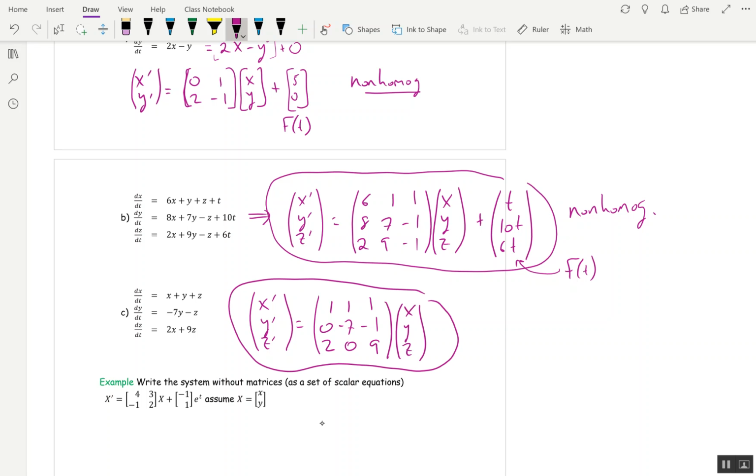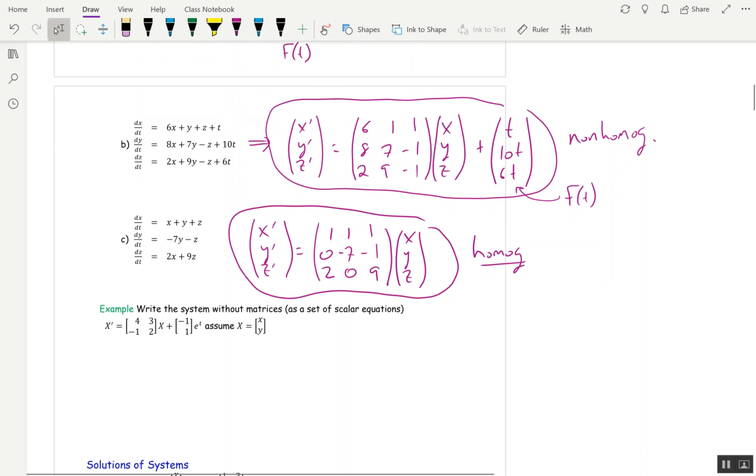So this is actually a homogeneous system of linear differential equations because our f of t is 0. All right, so let's look at one more. Write the system without matrices as a set of scalar equations.